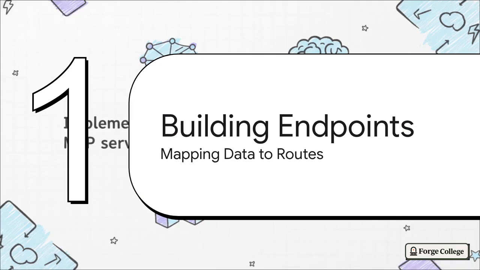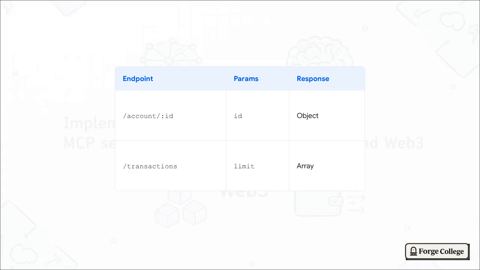Section 4. Building the endpoints. Mapping data to routes. Think of this table like an engineering patent diagram.